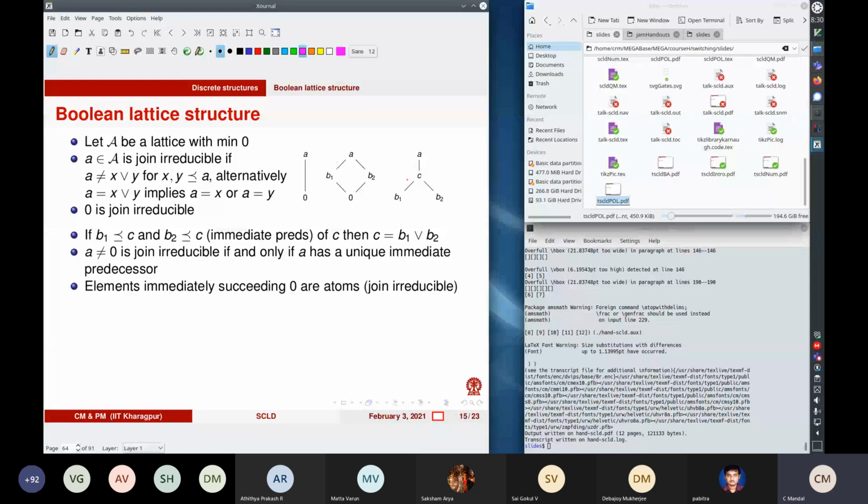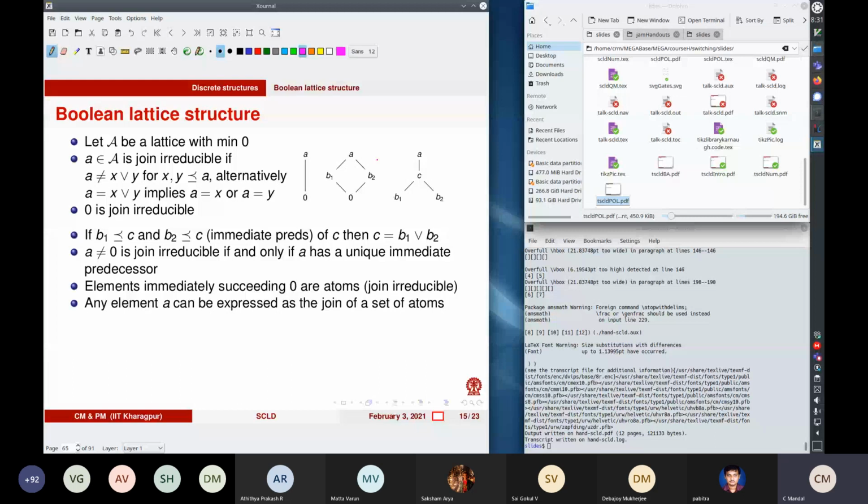So in this lattice, in this case B1 and B2 are atoms. Both B1 and B2 are atoms. These are immediately succeeding 0, and these are also join irreducible, as you can see. So any element can be expressed as a join of a set of atoms.